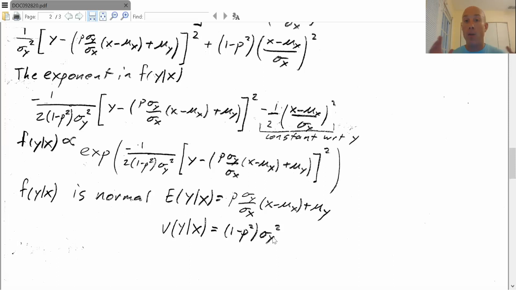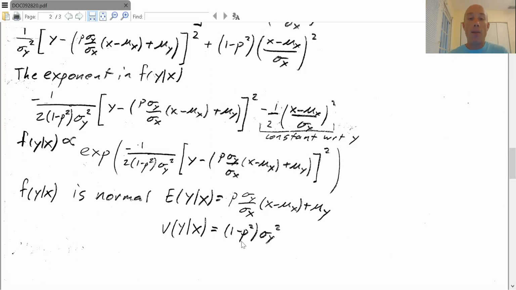Okay, so there are some things to pull out from this. What happens when rho is close to 1 or negative 1? We can see that we're going to get a bigger slope. What if rho is close to 0? Then x isn't going to have any influence at all, which is kind of interesting. What about the variance?